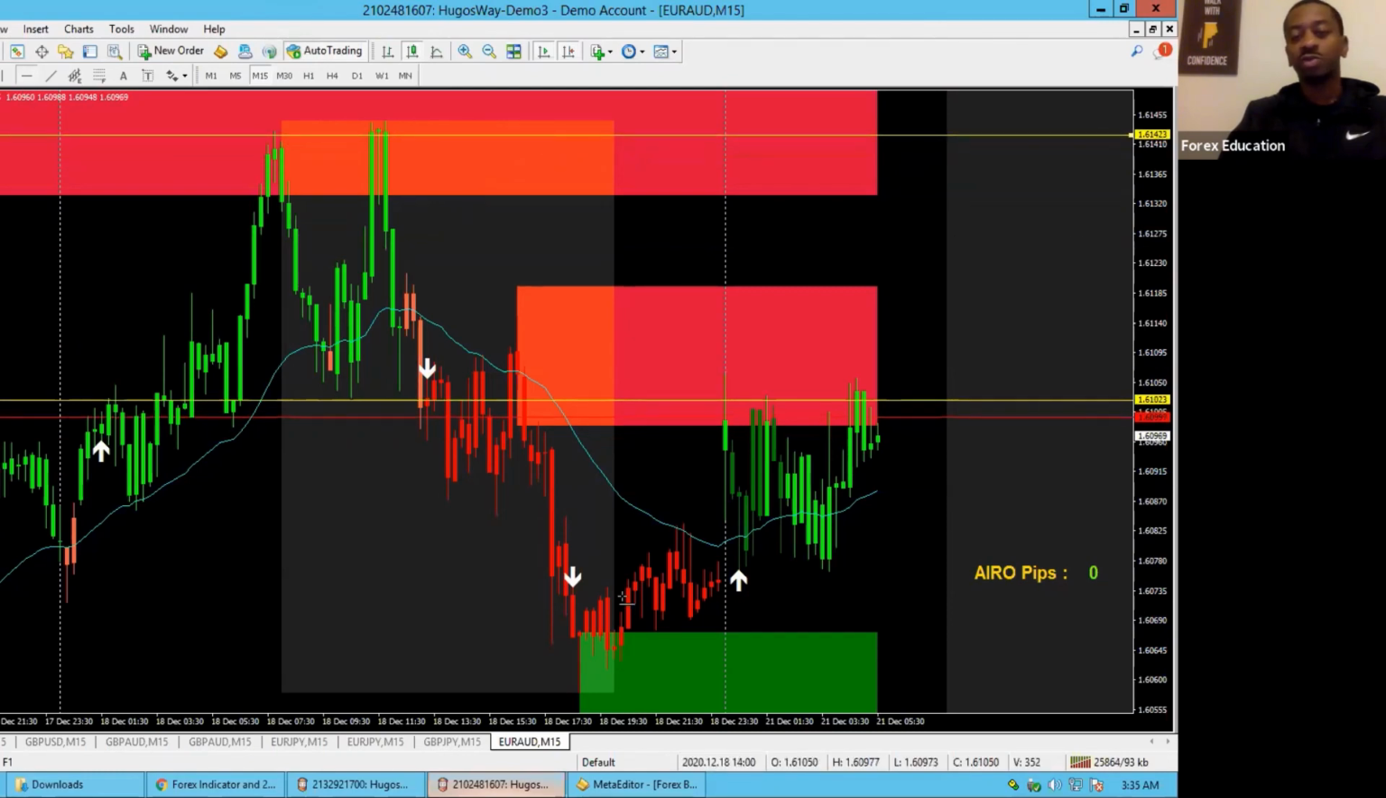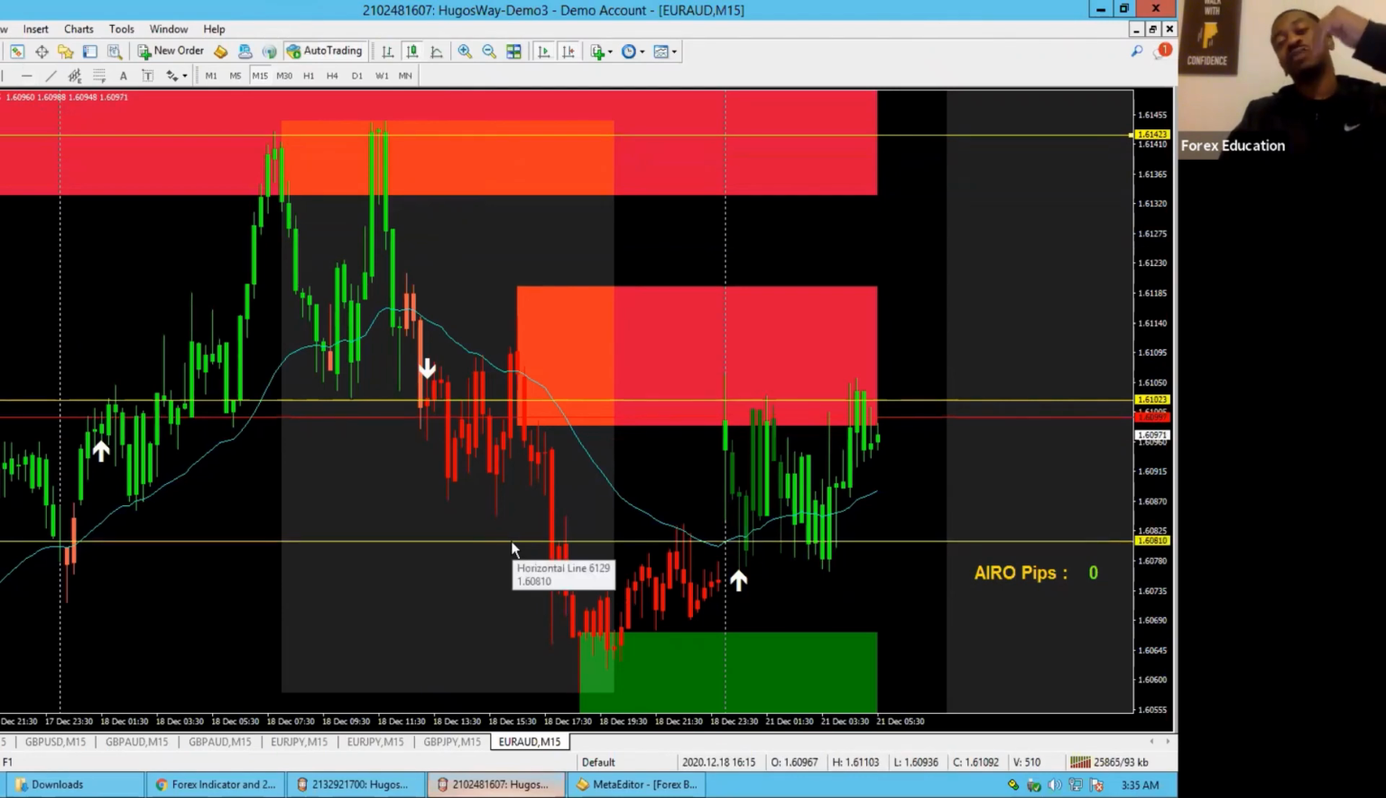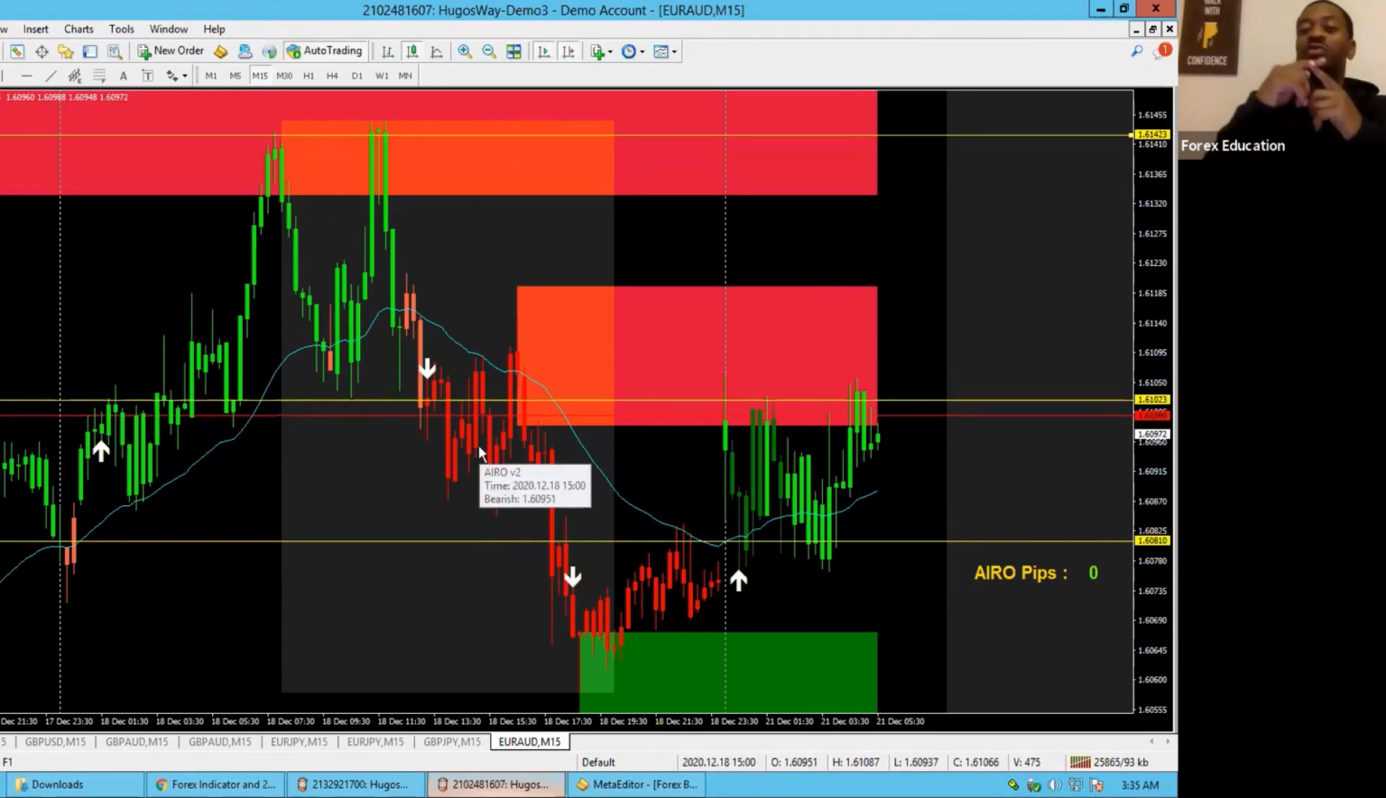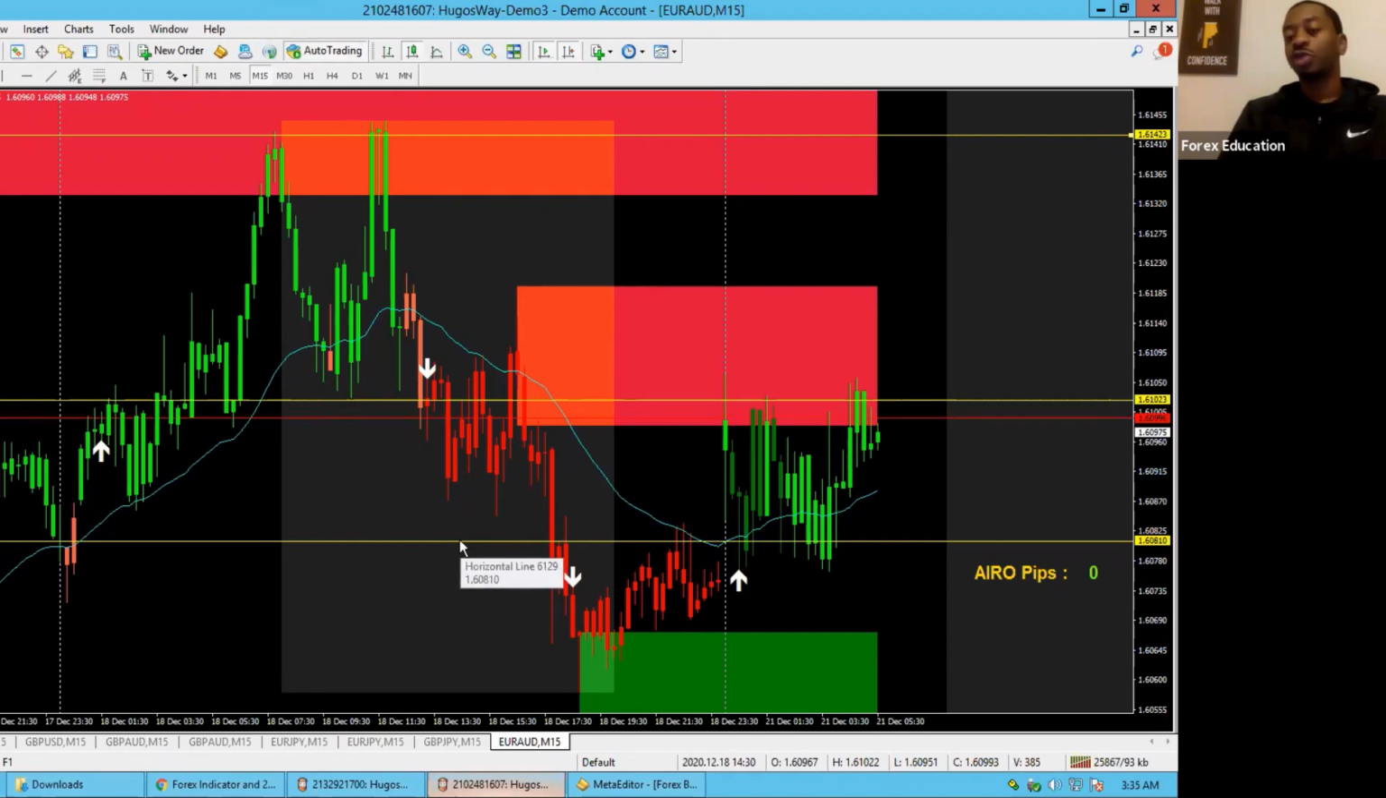And then we put our take profit at 20 pips. Now, if we're in a sell, our take profit is going to be below our entry. If we're in a buy, our take profit will be above our entry. So below, we want 20 pips. If 1.61023 is our entry price, then what we're looking for is 20 pips lower than that.